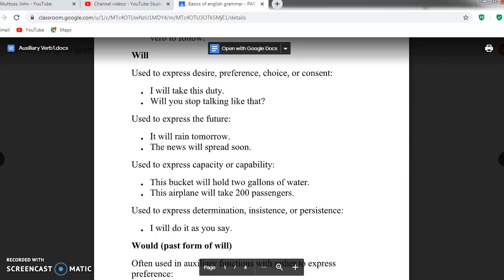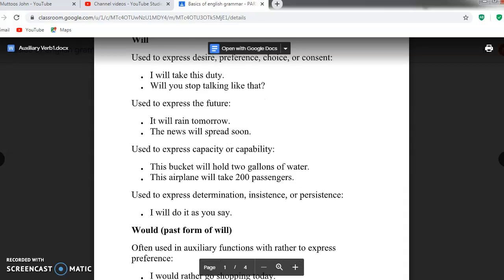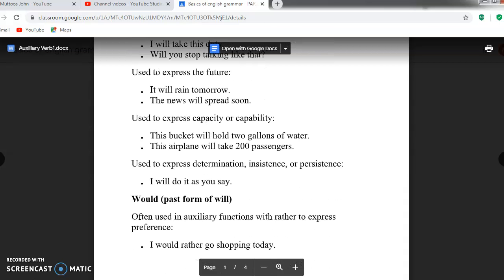Will is used to express a future. It will rain tomorrow. Will is used to express capacity or capability. For example, this bucket will hold 2 gallons of water. Will is used to express determination, insistence, or persistence. For example, I will do it as you say.